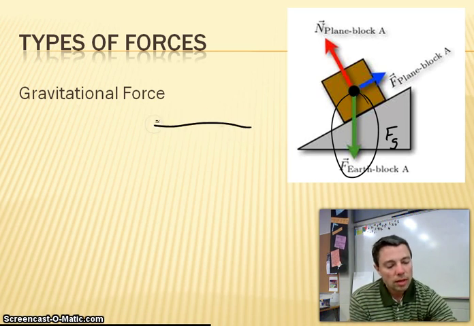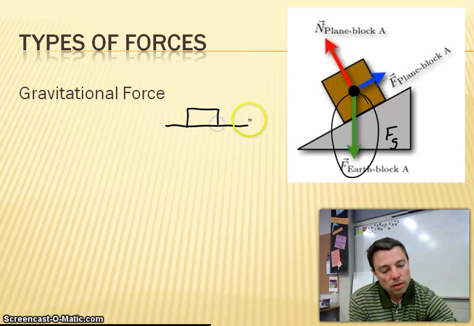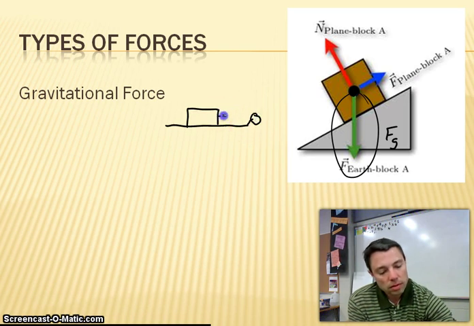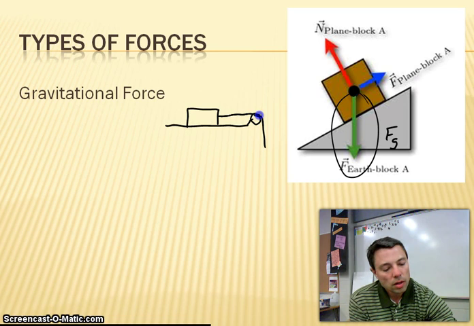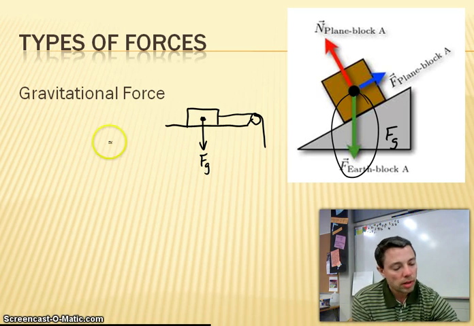So even if we have a block, here, hold on, let's get this better. If we have a block sitting on a plane, this block has mass, which means it has weight, and so there's an F of G acting in that direction.